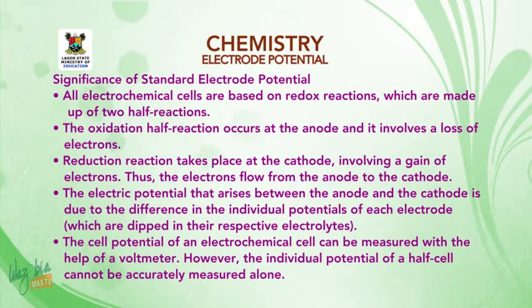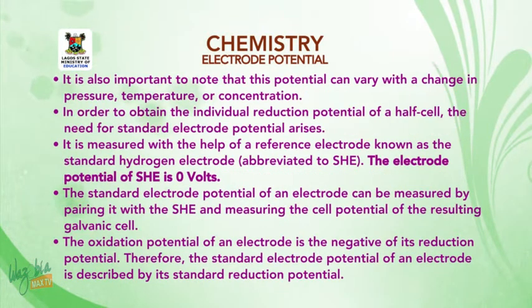The electric potential that arises between the anode and the cathode is due to the difference in the individual potential of each electrode, which are dipped in their respective electrolyte. The cell potential of an electrochemical cell can be measured with the help of a voltmeter. However, the individual potential of a half cell cannot be accurately measured alone. It is also important to note that the potential can vary with a change in pressure, temperature, or concentration.